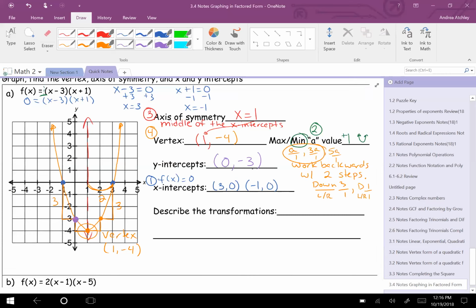And then we're going to describe our transformations. So my a value was 1, so I'm not stretching or shrinking at all. It's positive, so I'm not reflecting. My vertex is at 1, so that does tell me I moved to the right 1. And my y value is at negative 4, so that tells me that I moved down 4.